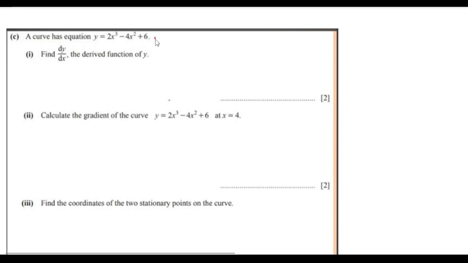So I'll do all the parts. First part, find dy by dx. When you differentiate, you get 6x squared minus 8x. This is the first part you got.